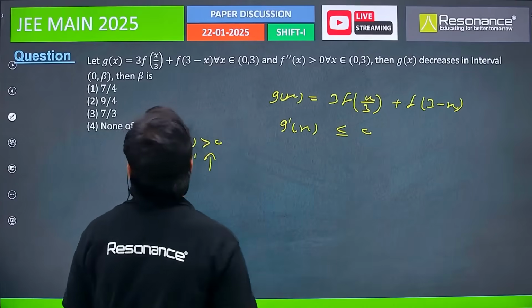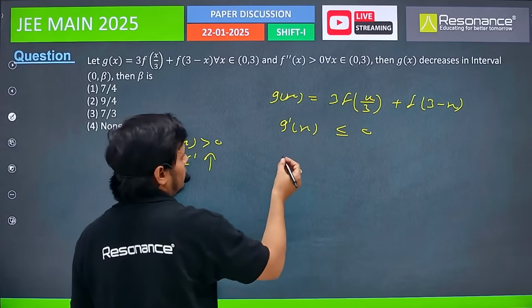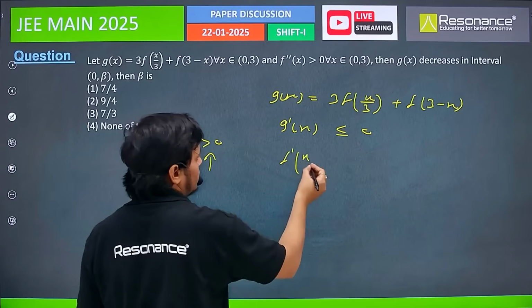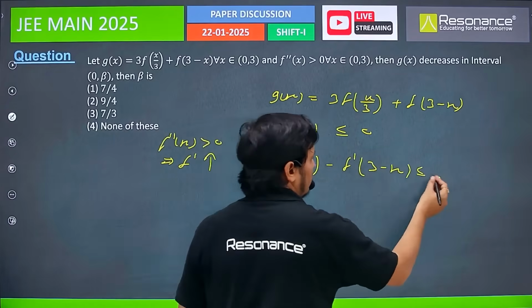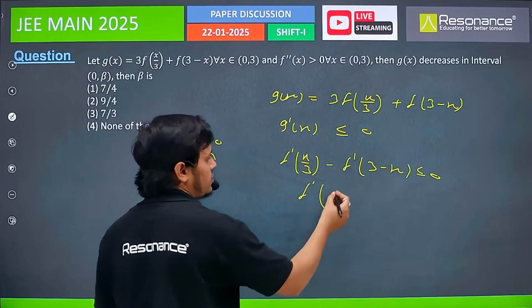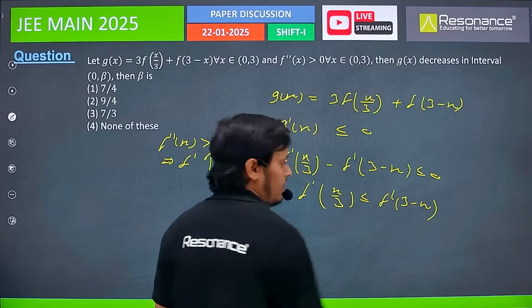Okay, let me find g dash x. If you differentiate this one, then the 3 will cancel, f dash x by 3, 3 cancel, minus f dash 3 minus x, less than or equal to 0. This comes to this side: f dash x by 3 less than or equal to f dash 3 minus x.